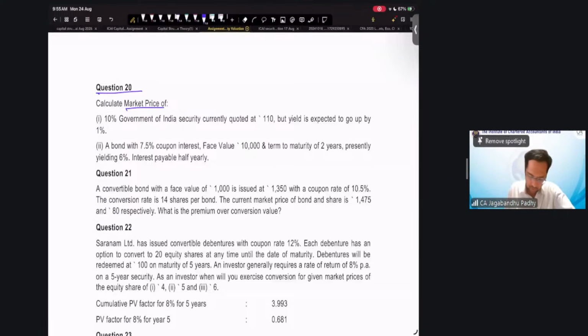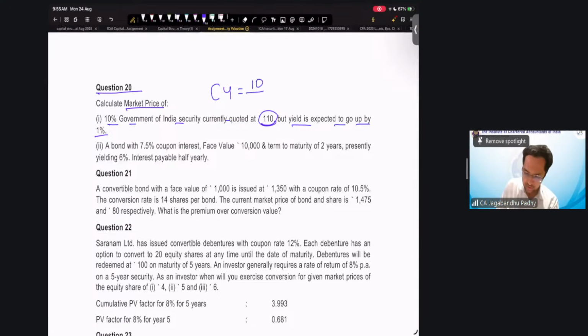To calculate the market price of a 10% Government of India security currently quoted at 110, but the yield is expected to go up by 1%. A simple way of understanding is, if the yield is expected to go up by 1%, what is the current yield in this case?